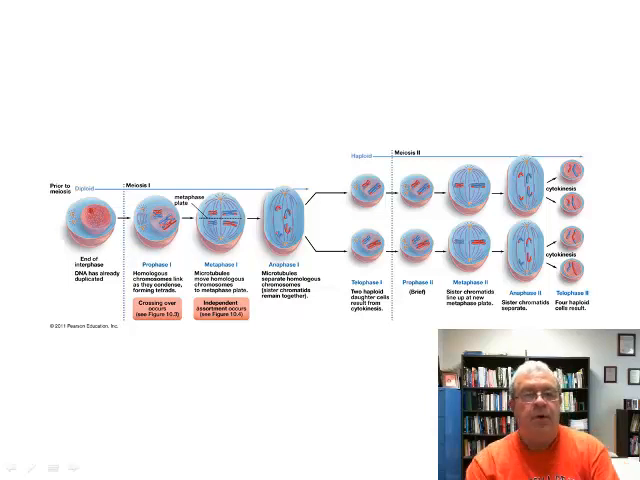All right, what do we have here? We have a diagram of meiosis. And wow, look at all the steps, twice as many as mitosis. Fact is, there's a meiosis 1 and a meiosis 2. Now, you're going to have to learn all these steps.